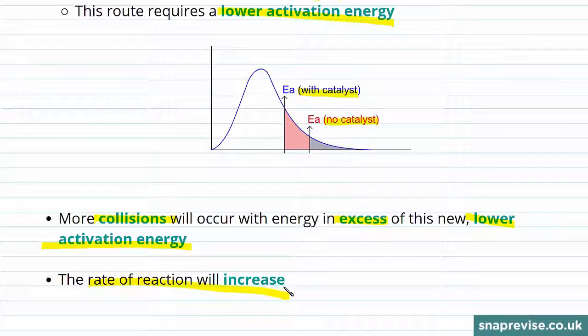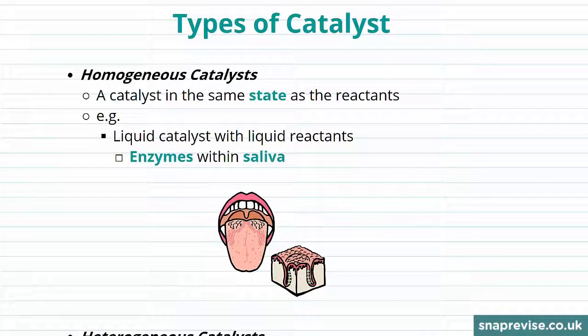So now I've had a look at how our catalysts are increasing the rate of reaction. Let's take a look at the different types of catalyst. Well, broadly speaking, there are two categories of catalyst. The first is a homogeneous catalyst, a catalyst in the same state as the reactants. So for example, this could be a liquid catalyst with a liquid reactant. A good example that you will all be familiar with are the enzymes within your saliva. Enzymes within your saliva catalyse reactions that break down molecules of food that you consume.